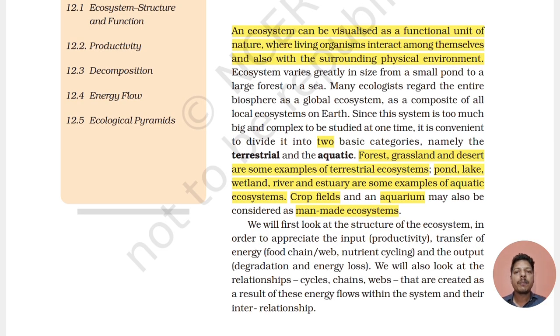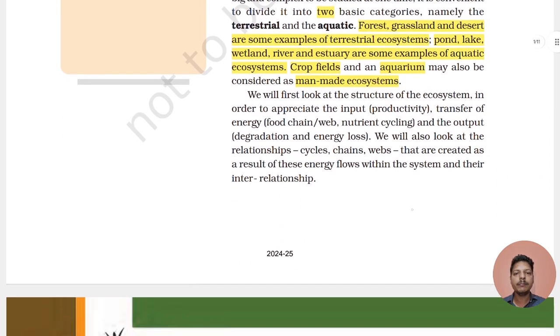Then, the system is too big and complex to be studied at one time, so it is convenient to divide it into two basic categories, namely terrestrial and aquatic. Forest, grassland and desert are some examples of terrestrial ecosystem, while pond, lake, wetland, river and estuary are some examples of aquatic ecosystem. Crop field and aquarium may also be considered as man-made ecosystem.